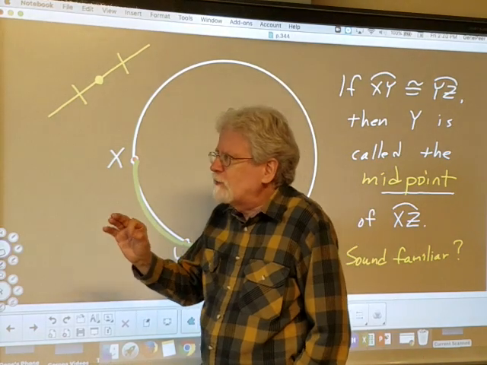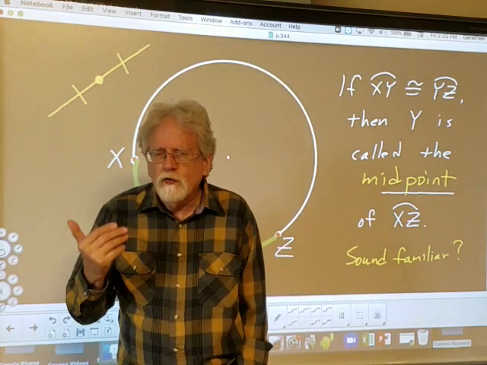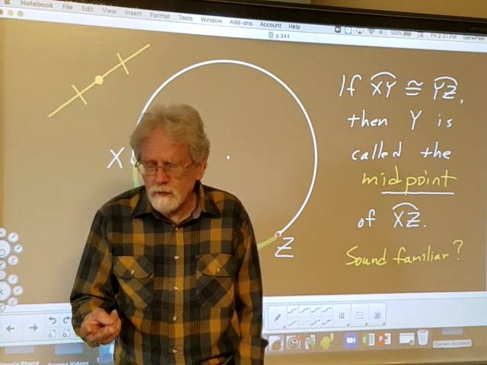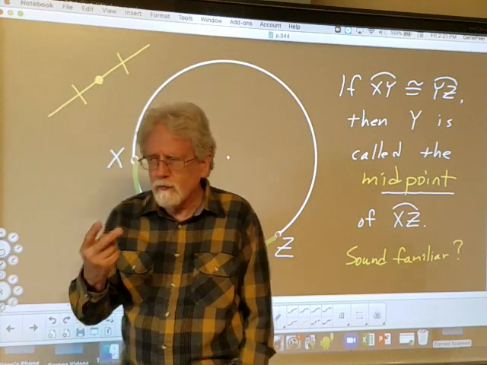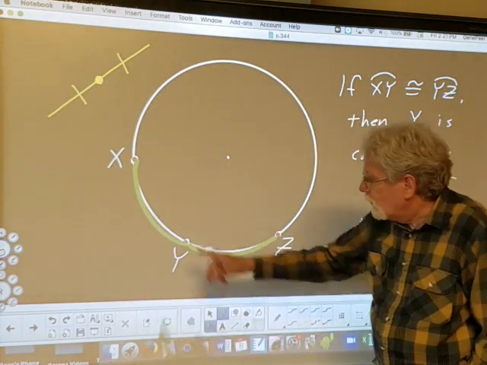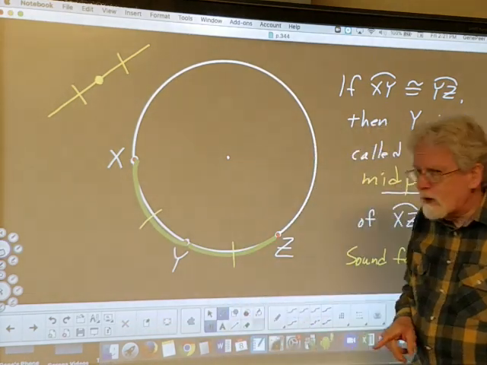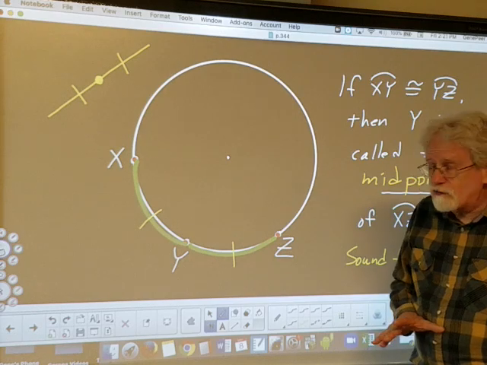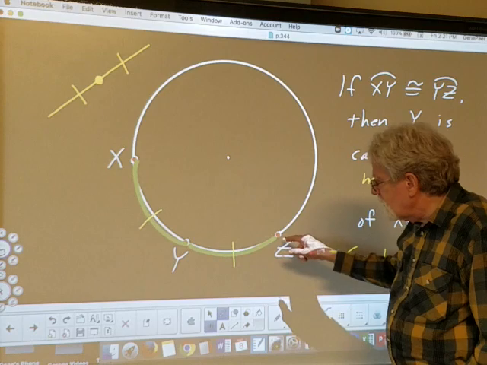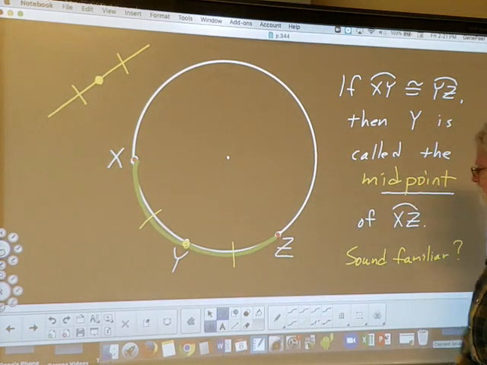Remember that old expression we have. What makes a midpoint a midpoint? A midpoint creates two congruent parts. That's the definition of midpoint. Two congruent parts. Same thing with the midpoint of an arc. Two congruent parts. We can signify that on the diagram the same way we do with segments, with a little dash on each part. So if arc XY is congruent to arc YZ, then by definition, point Y just became the midpoint of the arc.